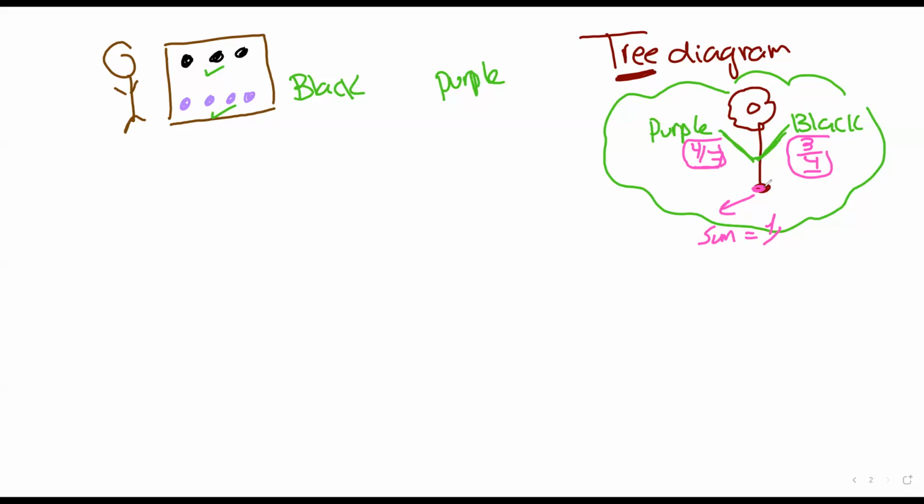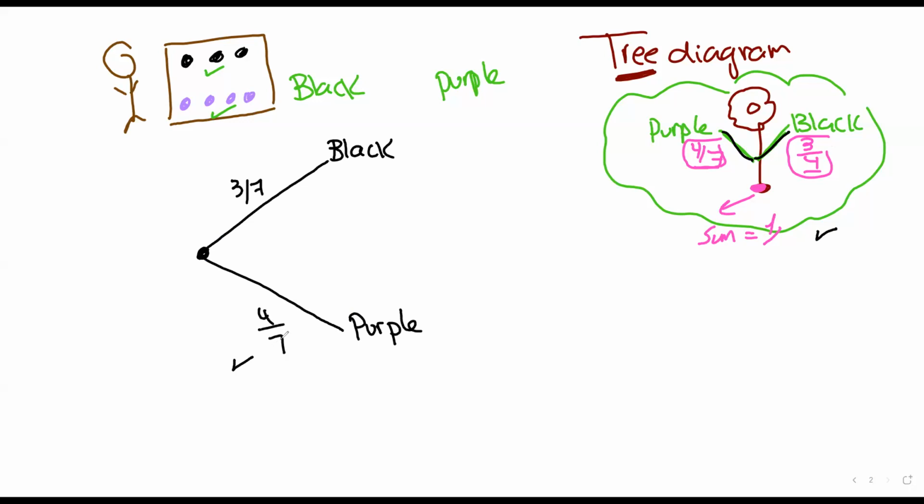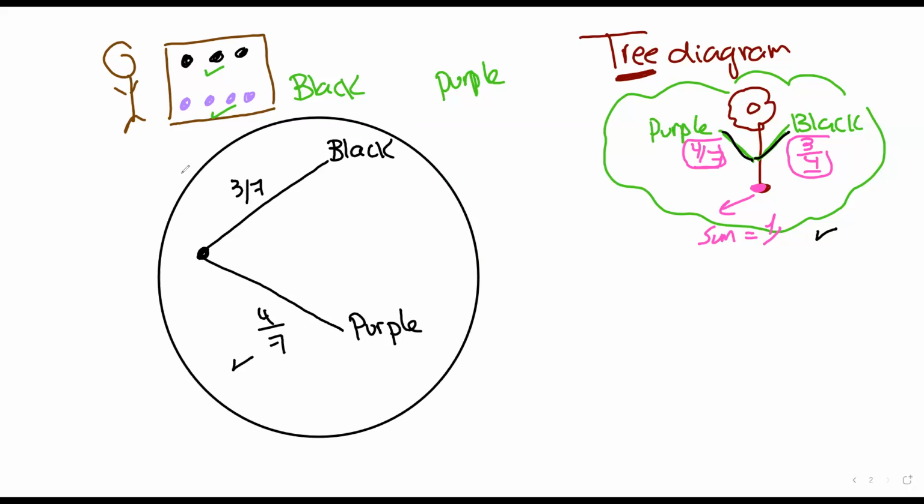I will just borrow the roots and the branches. Here. So this is the tree in real life and this is the tree in math. Okay? Now on the branches, I write my colors, black and purple, and I write my probabilities, 3/7 and 4/7. So this is a tree. This is my tree, exactly like this.